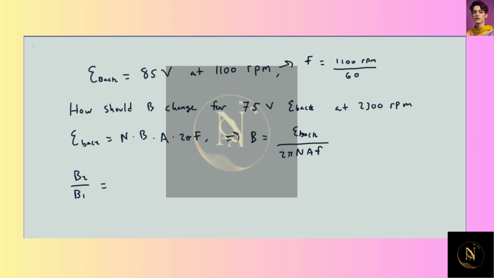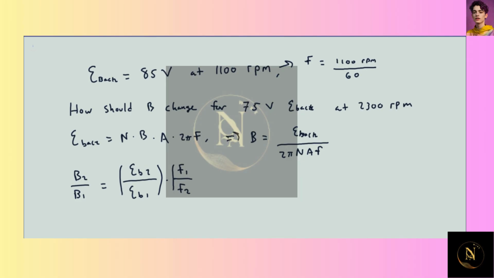We note that all the constants that are not changing, so the 2 pi, the N, the A, those constants will not change. So they will cancel out of our ratio here, and we'll be left with the back EMF of the second case over the back EMF of the first case, times, now note, since the B field depends inversely on frequency, it will depend on the ratio of the frequency in the first case over the frequency in the second case.